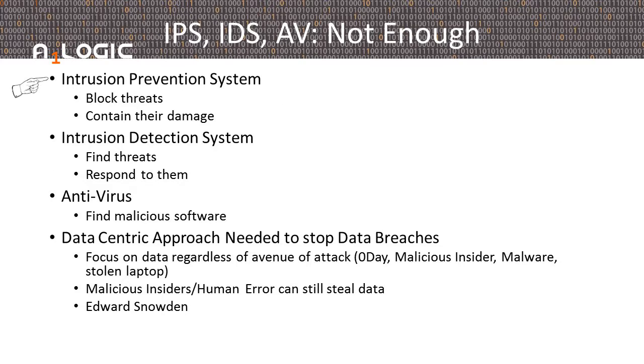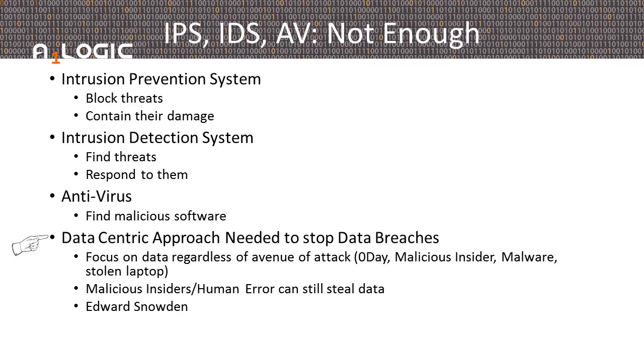Intrusion prevention products have classically blocked threats and contained their damage, while intrusion detection products have classically found threats and responded to them. Antivirus is specifically for looking for malware and stopping malware. A data-centric approach is needed to stop data breaches. These products should focus on data regardless of the avenue of attack, for example, zero days, malicious insiders, malware, or stolen laptops. In this example, IPS and IDS might stop zero days, and antivirus might stop malware.